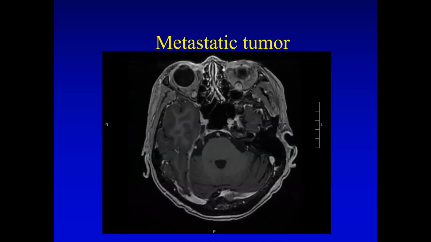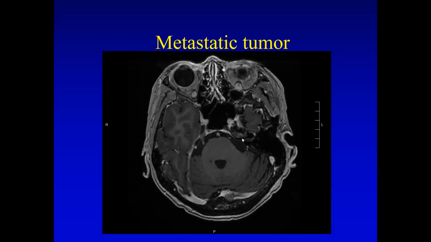This is an example of a metastatic tumor or cancerous tumor. This patient had lung cancer, and lung cancer can spread around the body. And in this particular case, the trigeminal nerve is shown here as this gray line. But if you look very carefully at where I'm pointing to with my marker, there is a brighter spot in the trigeminal nerve, a brighter white oval in the trigeminal nerve.